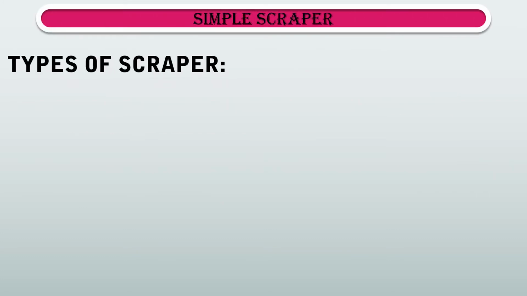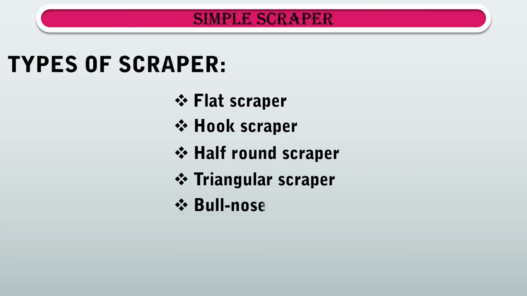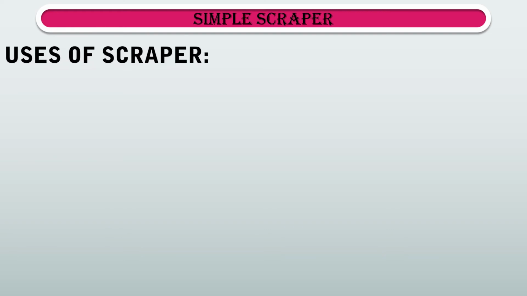Then next, see the types of scrapers. First, flat scraper. Second, hook scraper. Third, half-round scraper. Fourth, triangular scraper. And last, bullnosed scraper. Now, we are going to see the uses of these scrapers one by one.